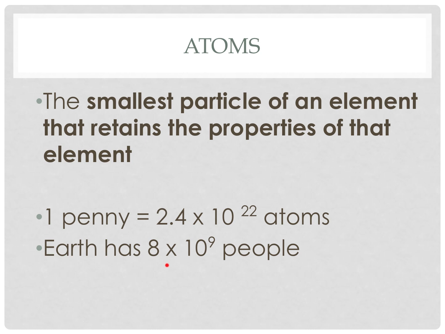Just for a comparison, our planet has 8 billion people. If we were to take all the people on this planet, it's 8 times 10 to the 9th people. And then atoms in one little penny is 2.4 times 10 to the 22nd. So they are so very tiny.